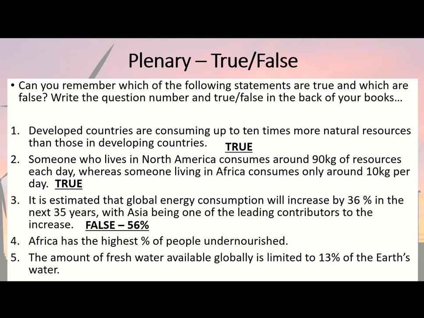Africa has the highest percentage of people undernourished. That one is true. And the amount of fresh water available globally is limited to 13% of Earth's water. True or false? This one is false. It's actually only 3%, 2% of which is ice. Okay, loads and loads of stats, loads of facts, but what you have got from this session is a really good introduction in terms of consumption of resources, of not just energy, but water and food as well, with global patterns of that consumption and reasons why those global patterns exist.